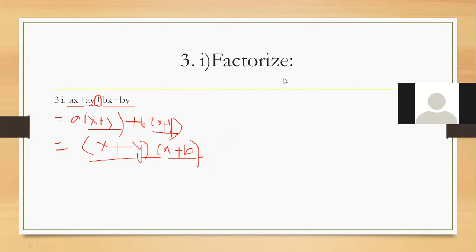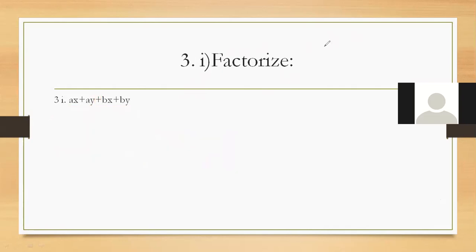Now look here, I am going to show you the next one. As I told you, first of all write the question, after that the solution. What is common there? a, then x plus y common, then what is remaining? a plus b is left, and that is the answer. x plus y is one factor, a plus b is another factor. Are you clear? Yes, sir. Good.